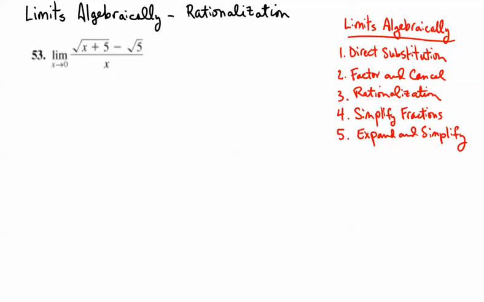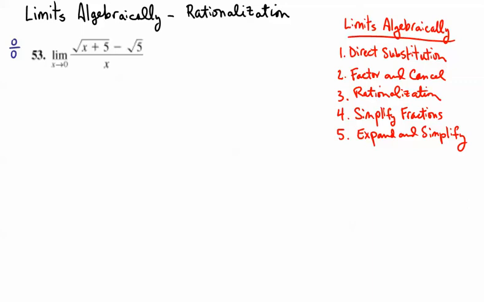In this case, when we do that, though, we end up with 0 over 0, which tells us that we have an indeterminate form, and we're going to have to find another method of evaluating the limit. The second strategy is factor and cancel, but there's nothing to factor in either the numerator or denominator, so there's nothing to cancel out either.